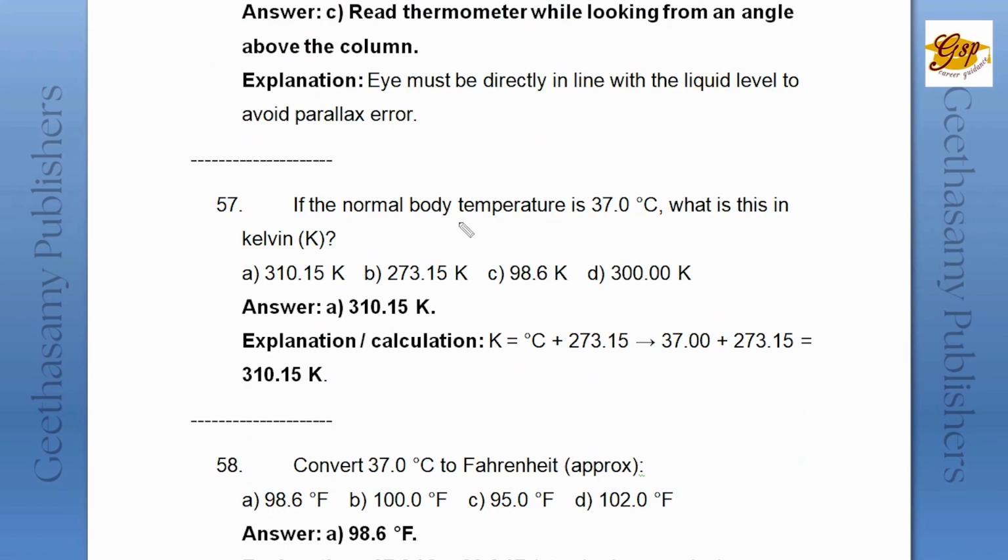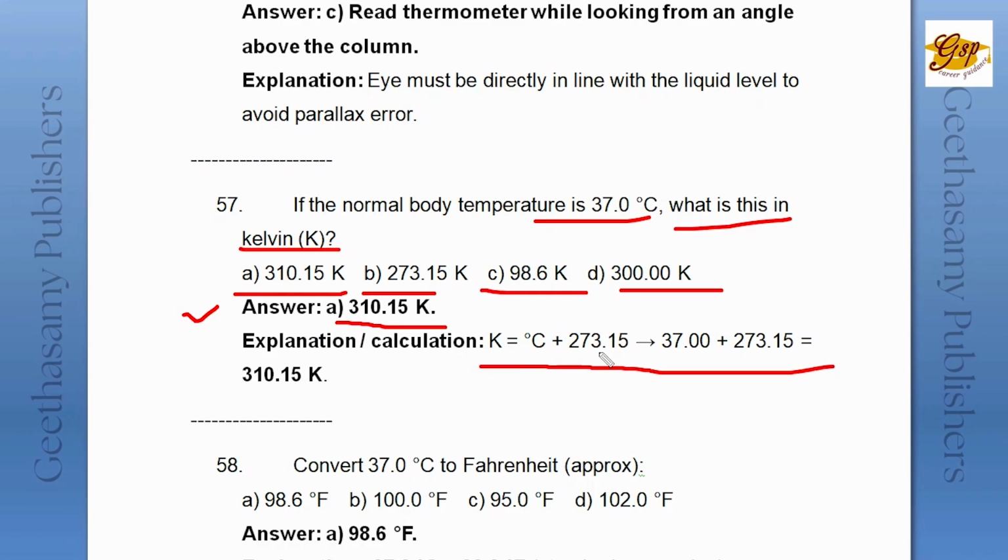56th question. If normal body temperature is 37 degrees centigrade, which of these is in Kelvin? 310.15 K, 273.15 K, 98.6 K, 300 K. The correct answer is A, because it has to be added to 273.15. The correct answer is 310.15 K. So in the calculation, K equals 273.15 plus C, that is 37 plus 273.15, 310.15 K is the correct answer.